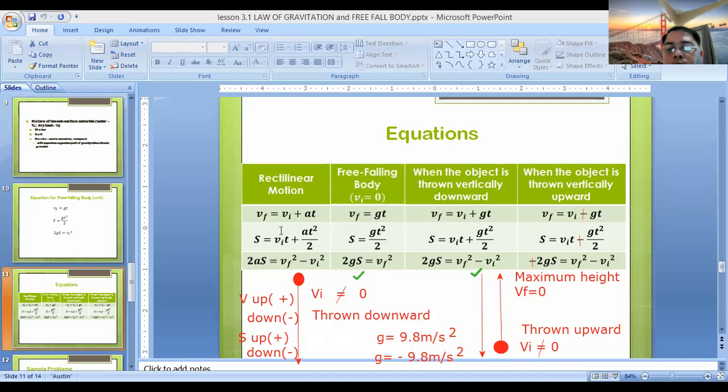Our equation is consistent from left to right. We change all of them to positive. We will deal with a single set of equations. However, our values of V and S are dependent upon the direction.